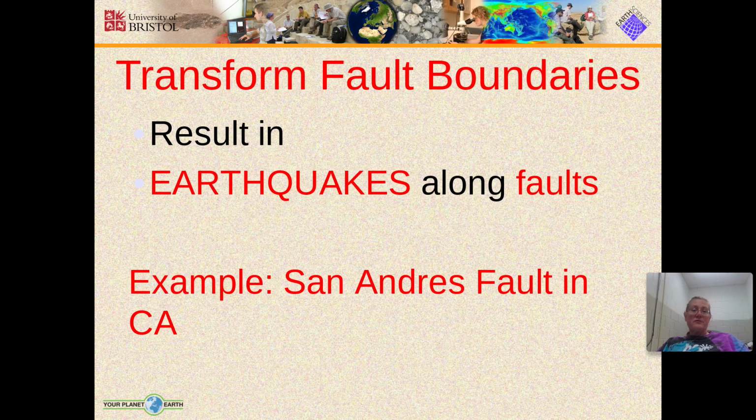So transform boundaries result in earthquakes along those fault lines. And of course, the most famous around here anyway would be the San Andreas Fault. Not near here, but in the United States is the most famous.